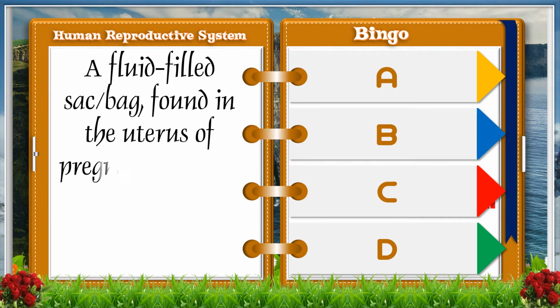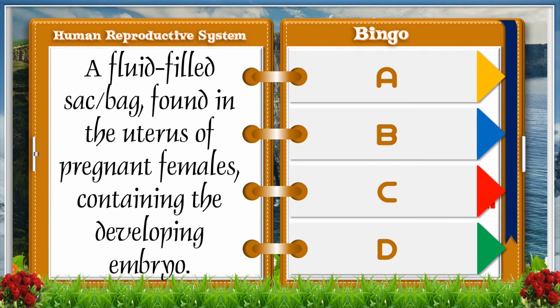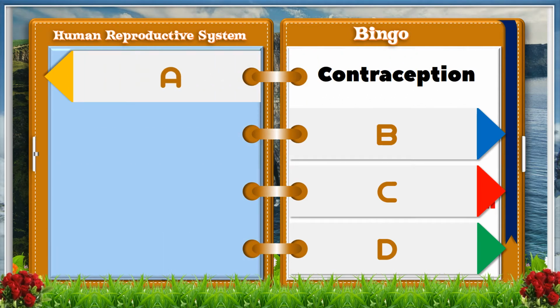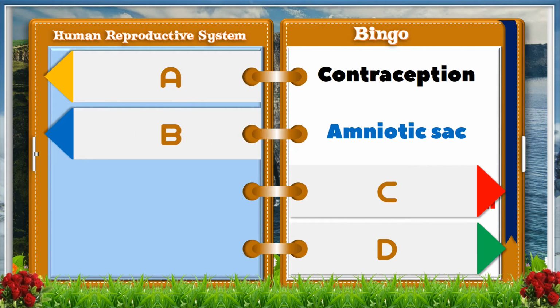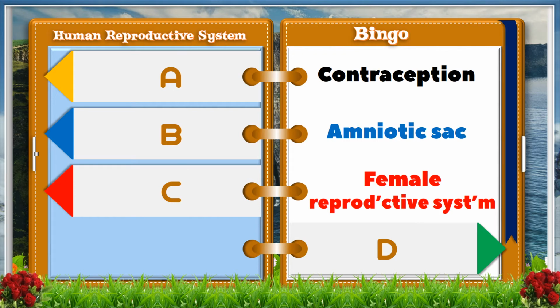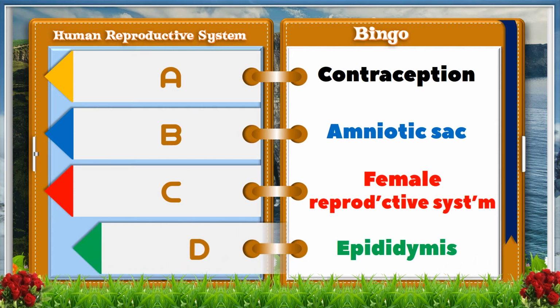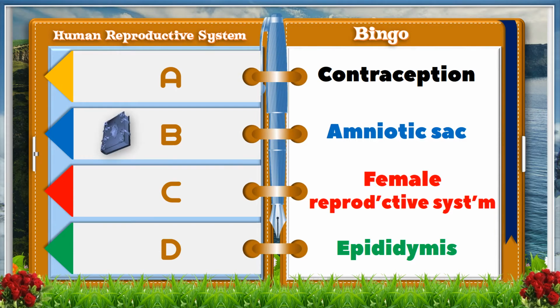A fluid-filled sac or bag found in the uterus of a pregnant female, containing the developing embryo. A. Contraception. B. Amniotic sac. C. Female reproductive system. D. Epididymis. And the answer is B. Amniotic sac.